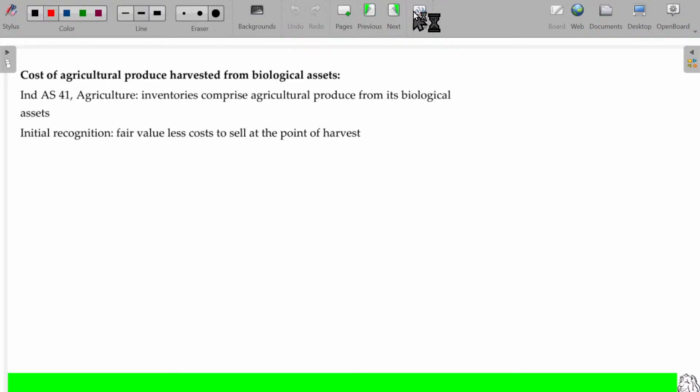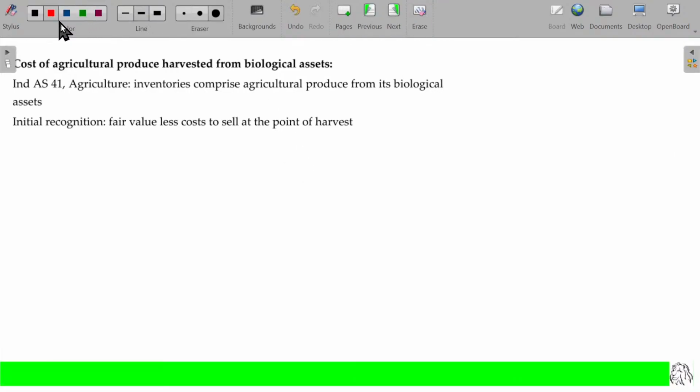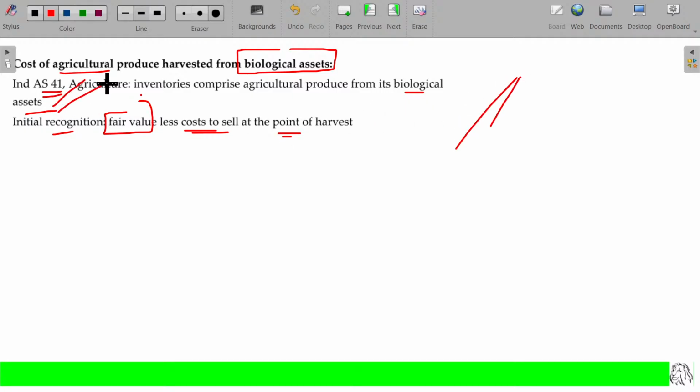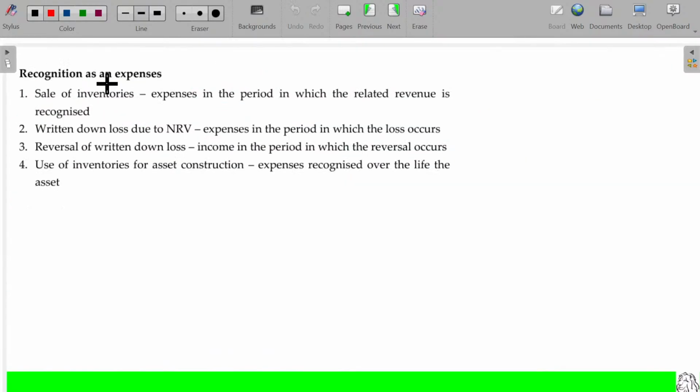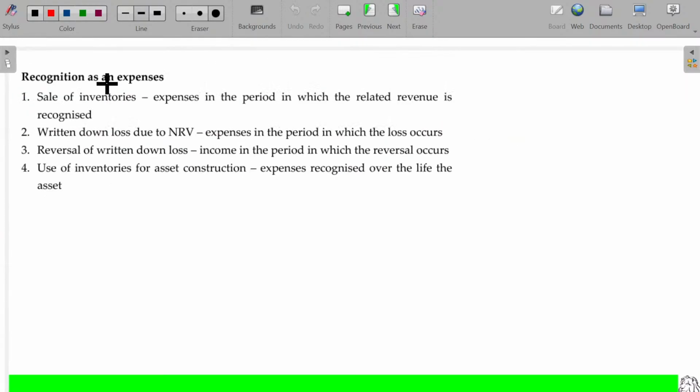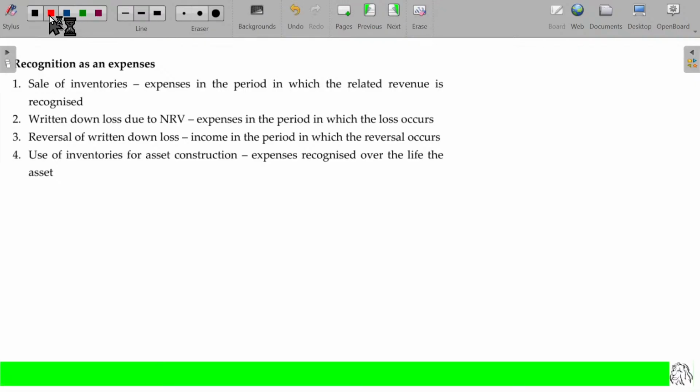Now, in case of cost of agricultural produce harvested from biological assets, under Ind AS 41, inventories comprising agricultural produce from its biological assets will fall under inventory. Initial recognition is at fair value less cost to sell at the point of harvest, as per Ind AS 41. That's all, so we have completed this one.